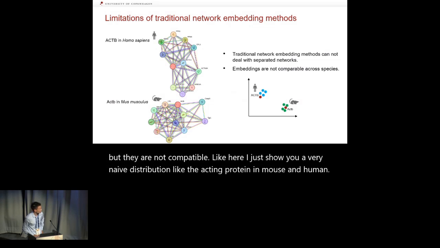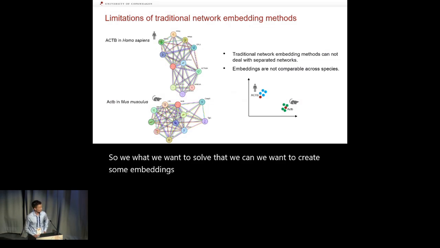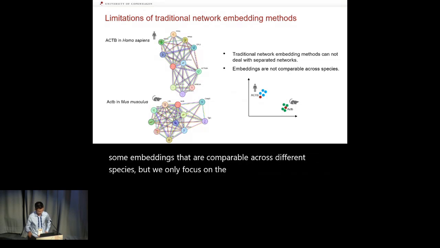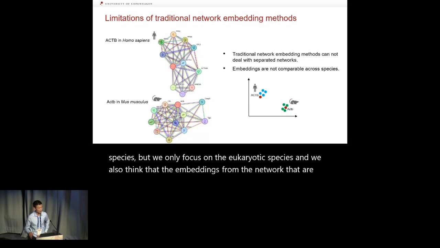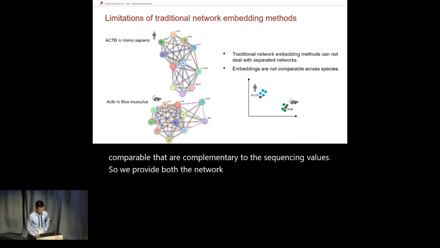So what we want to solve is to create embeddings that are comparable across different species, but we only focus on eukaryotic species. And we also think that the embeddings from the network are complementary to the sequence embeddings. So we provide both the network embeddings and the sequence embeddings.